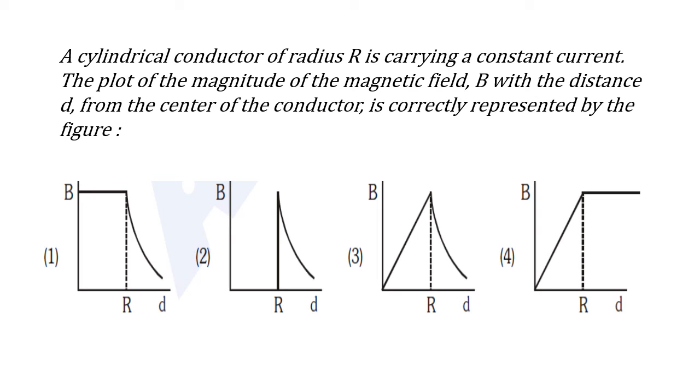From the above discussion, the first one and the second one are wrong. Inside the cylinder, it is linear from 0 to R. Outside the cylinder, it is 1 by the distance. So the right figure is option 3.